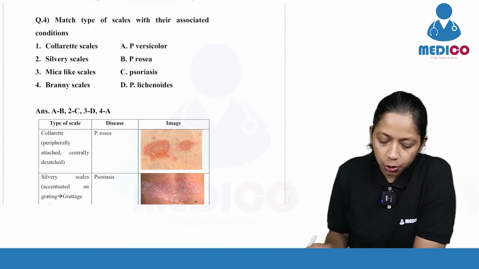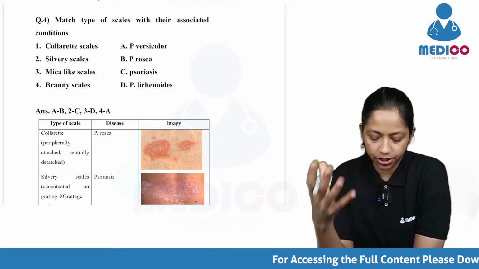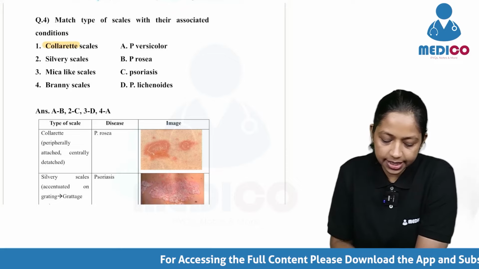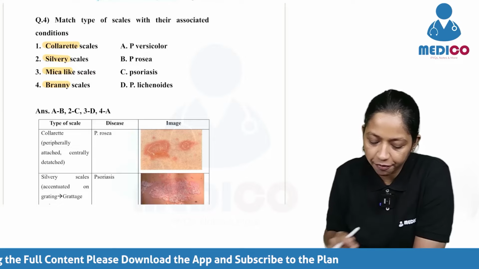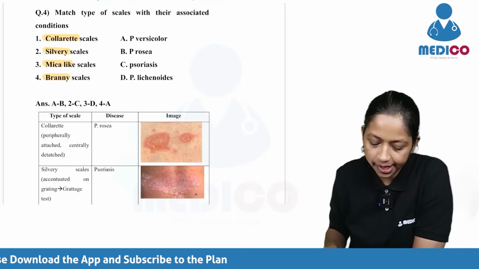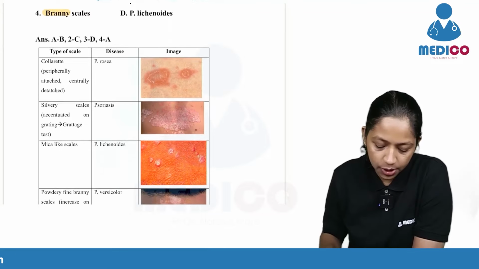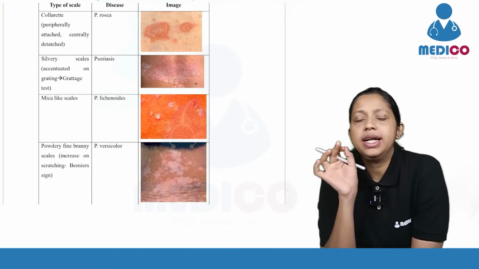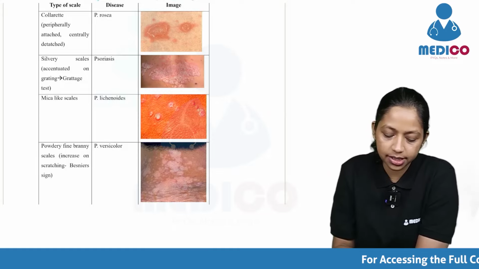Now let us look at the fourth question. So we are to match types of scales with their associated conditions. We have collarette scales, silvery scales, mica-like scales, and briny scales. On the other side, we have pityriasis versicolor, pityriasis rosea, psoriasis, and pityriasis lichenoides. So let us look at the important types of scales that you should not forget before you go for the exam. One is the collarette scale.